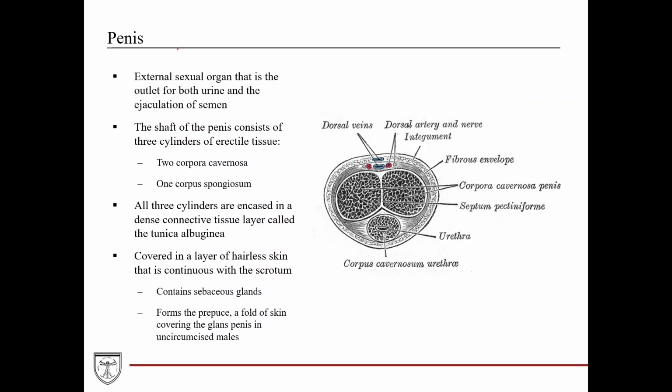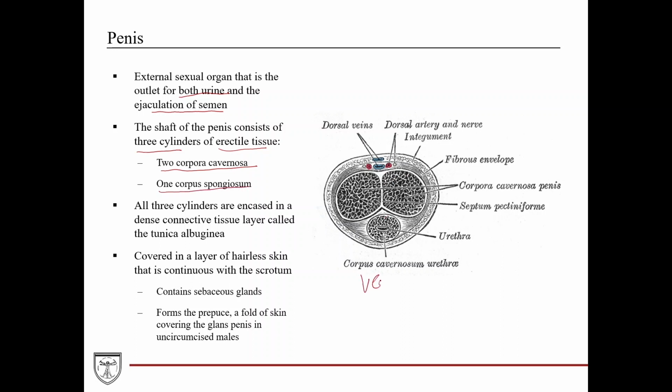So the penis in the male is an external sexual organ, and it is the outlet for both urine and the ejaculation of semen. The shaft of the penis consists of 3 cylinders of erectile tissue, and you can see this spongy-like erectile tissue here in this cross-section of the shaft of the penis. And so those 3 cylinders, you have 2 corpora cavernosa, or the corpus cavernosum, which is the singular, and that's these 2 sections right here. And then you have 1 corpus spongiosum, which is down here in this aspect.